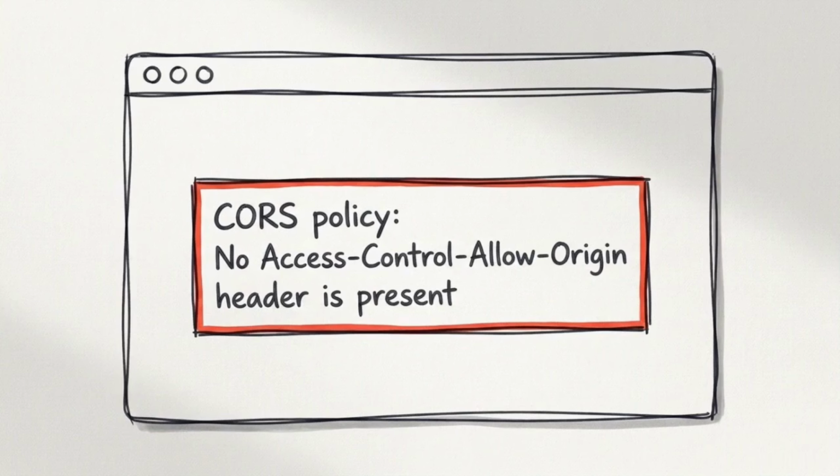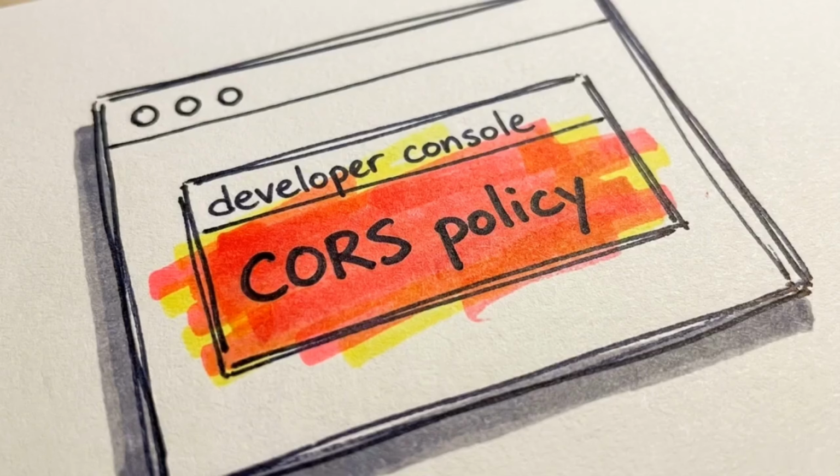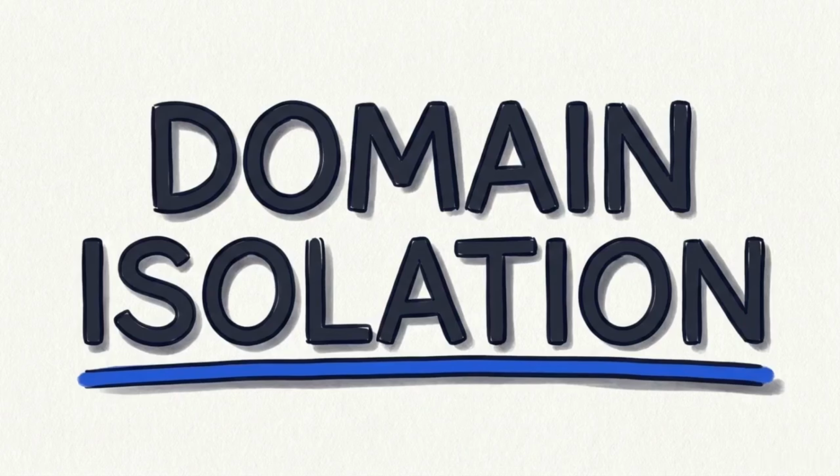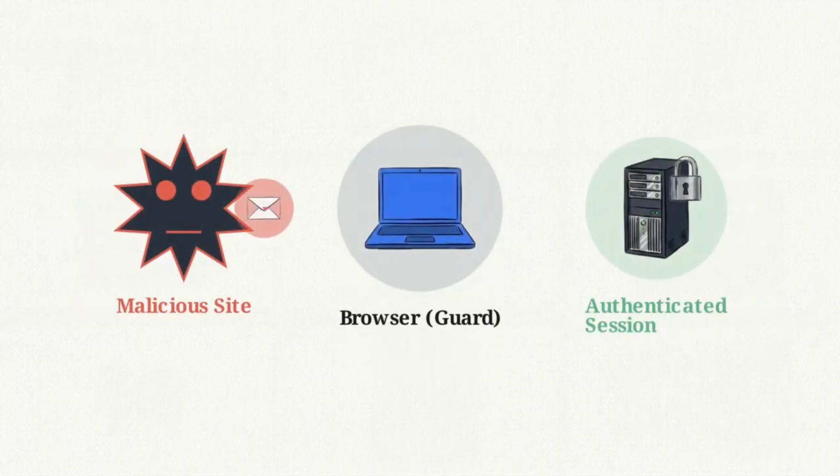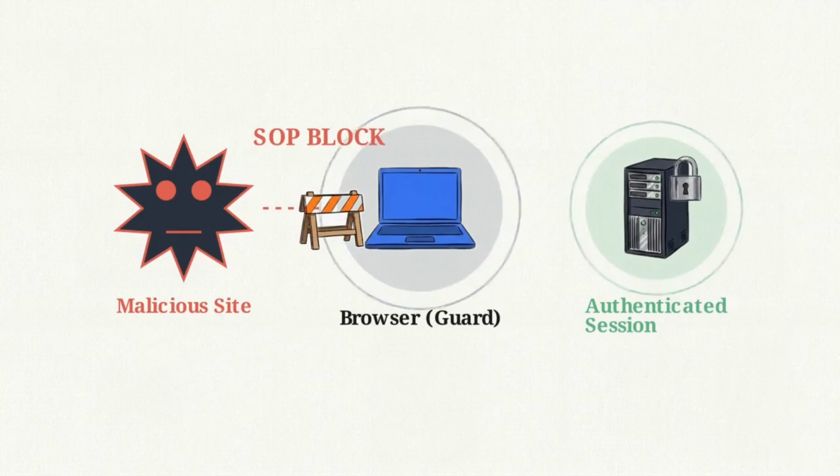If you've spent any time writing front-end code, you've hit this roadblock: the red CORS policy error in your browser console. It looks like a bug, but it is actually a deliberate security feature. This restriction is called the same-origin policy. Your browser acts as a strict bodyguard, preventing malicious websites from silently requesting data from authenticated sessions on other sites.